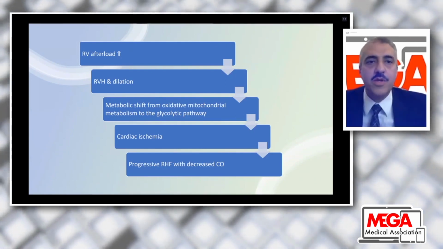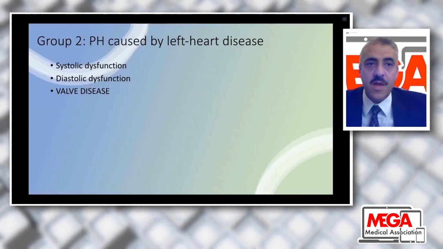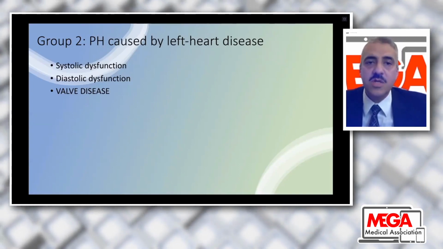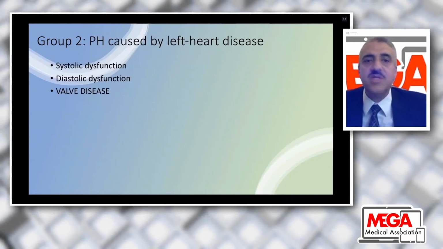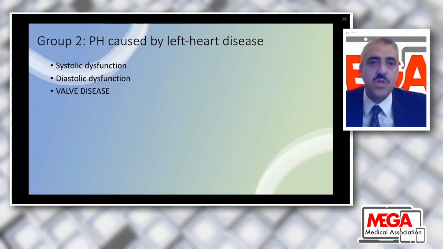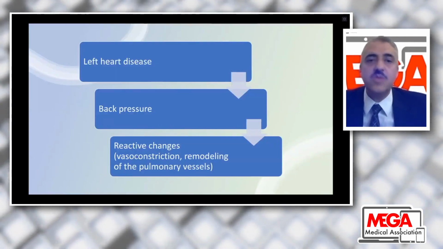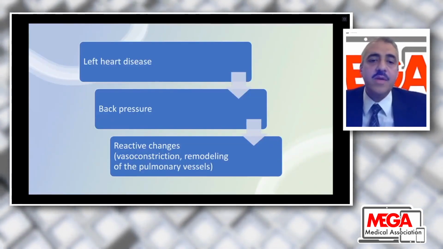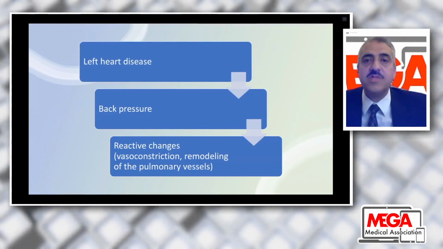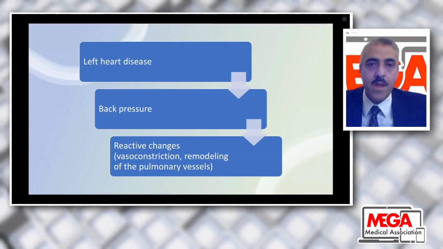class 1 pulmonary hypertension. Group 2 is pulmonary hypertension caused by left heart disease, whether this heart disease is just systolic dysfunction or diastolic dysfunction, but most frequently it is valve disease. Mitral stenosis and mitral incompetence are most common. The pathophysiology of this is that the left heart disease induces back pressure, and reactive changes like vasoconstriction and remodeling of the pulmonary vessels will be on top and follow this.